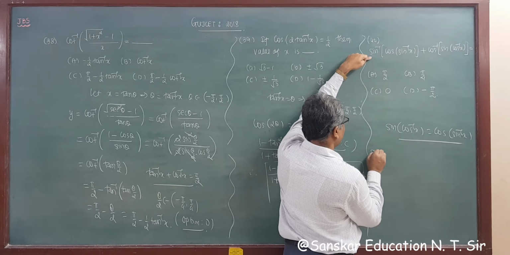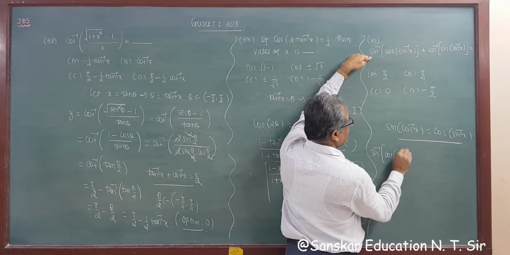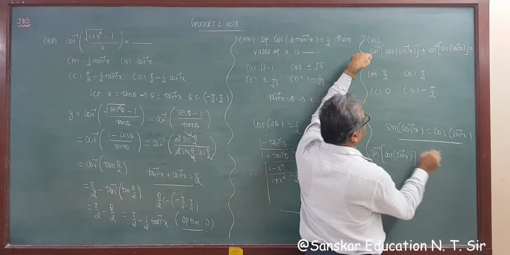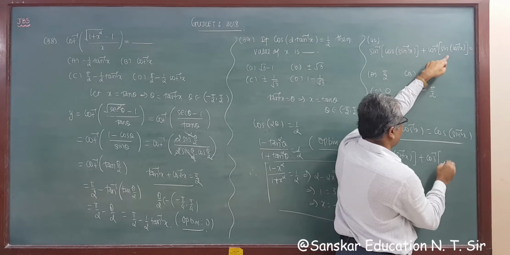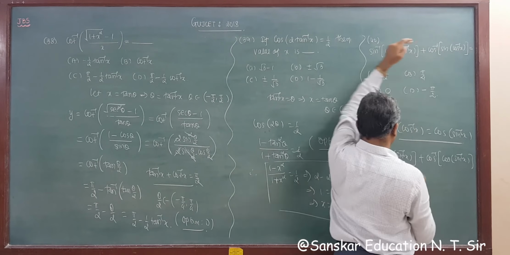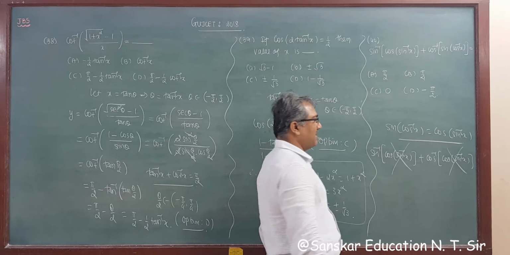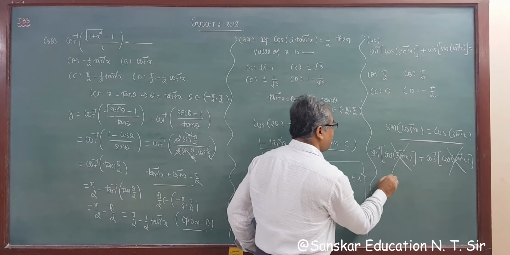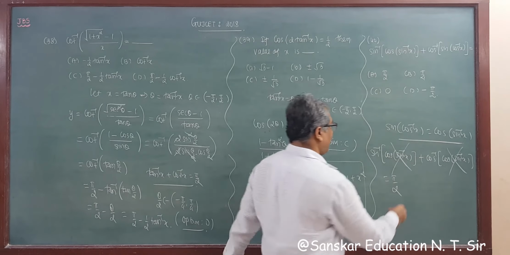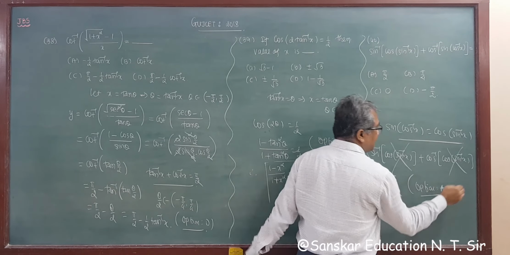So now this becomes sine inverse x, and plus cos inverse x, and I am writing sin of cos inverse x as cos of sine inverse x. So this is sine inverse x plus cos inverse x. Both are the same angle. Then the answer is pi by 2. The answer is pi by 2. That is option A. So option A is your correct answer.